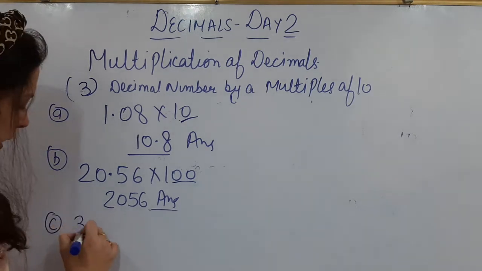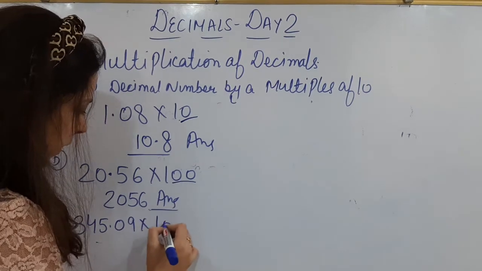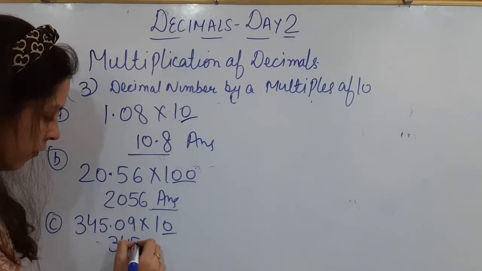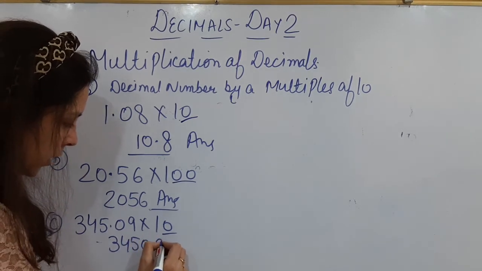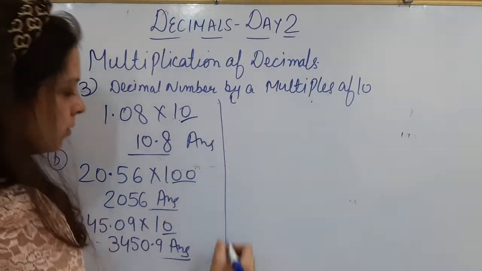Okay, let's do the next question. 345.09 multiplied by 10. So shift the decimal one digit to the right. So 3450.9 is the answer.